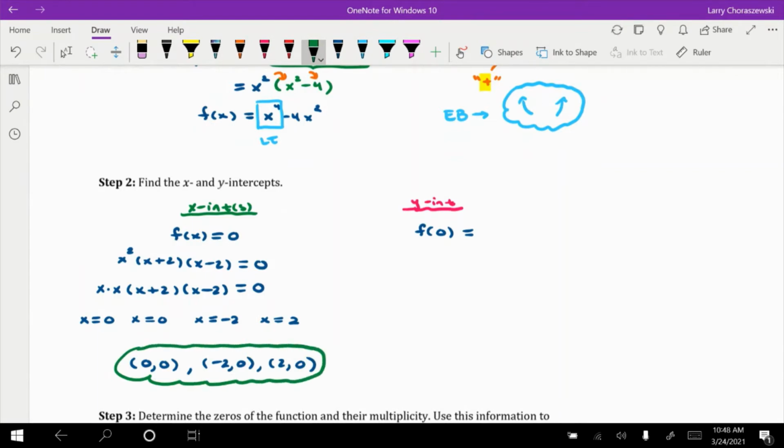What do we get when we plug 0 into the function? If you use the factored form, that'll be 0 squared times 0 plus 2 times 0 minus 2. What does this all turn into? 0. So the y-intercept coincides with the origin, which is one of our x-intercepts.